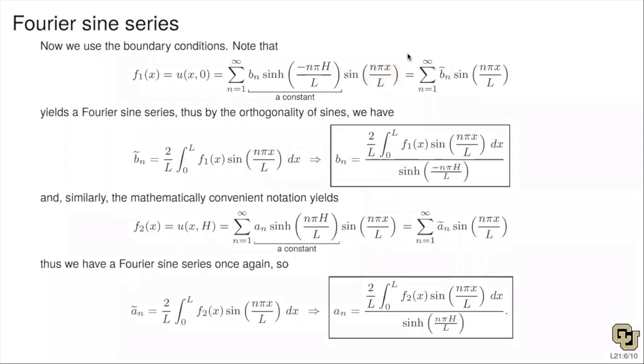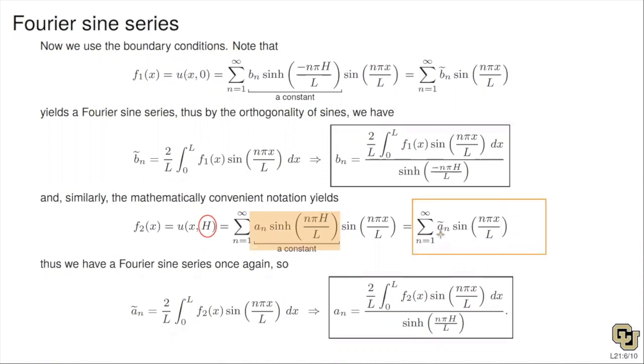So groovy. And now we do the same thing. We plug in y equal to h. The sinh n pi (y minus h) term disappears. Only this a sub n term in the front here survives, and you replace the y with h. Again, what we see is a Fourier sine series.